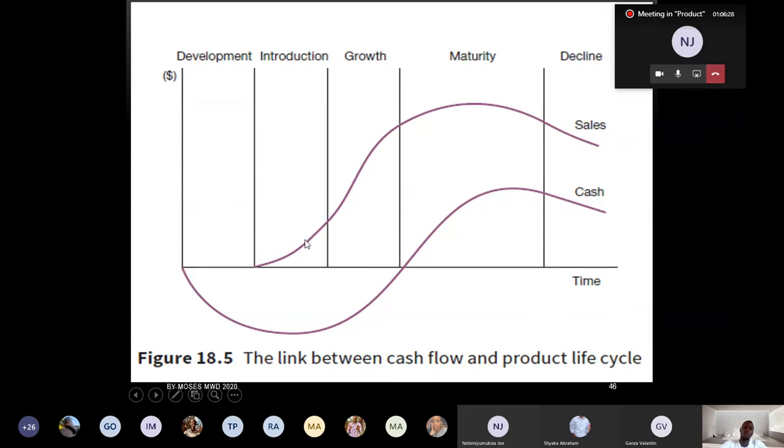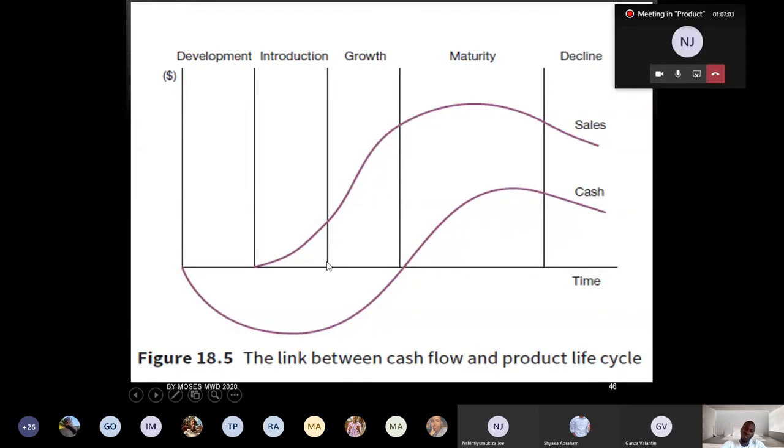So you keep on selling and selling. Costs are still higher than what you're selling. But here, costs are very high at zero sales because you have not yet sold anything. Introduction stage, now you have put the product on the market. You are going to start selling something small, but still costs are high, and you mention them.